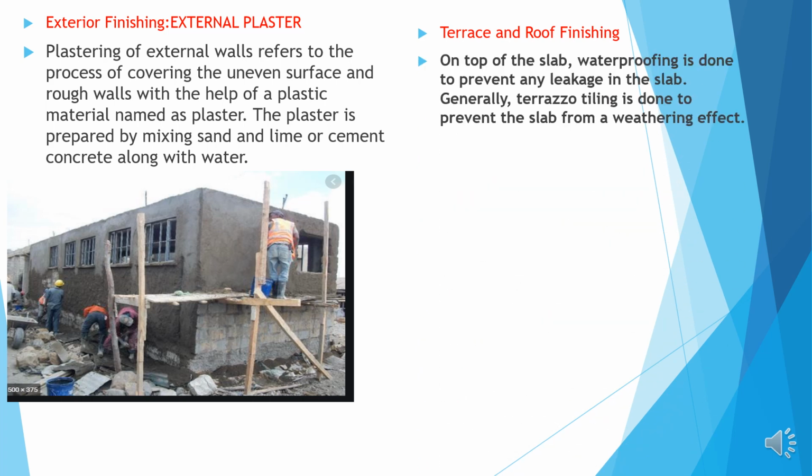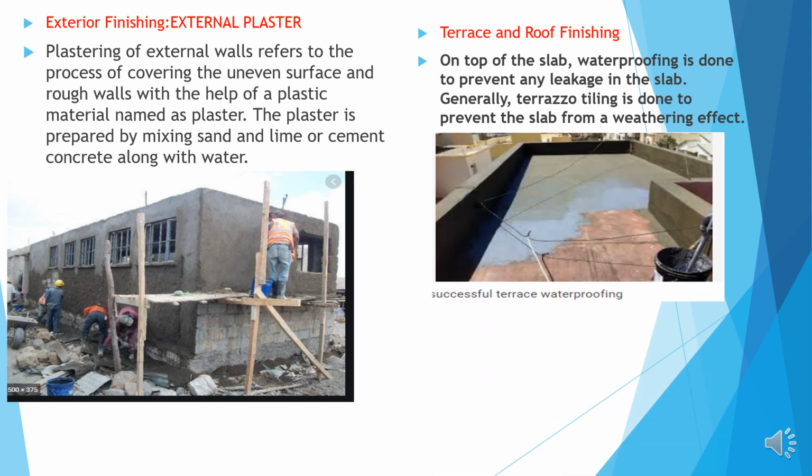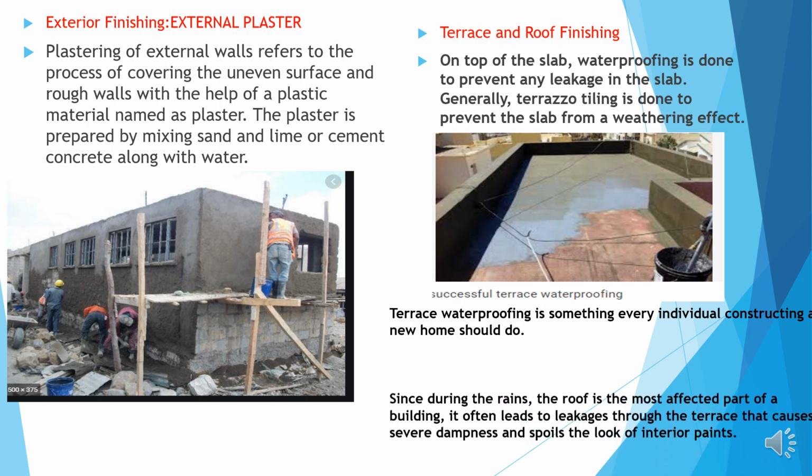Terrace and roof finishing. On the top of the slab, waterproofing is done to prevent any leakages in the slab. Generally, terrazzo tiling is done to prevent the slab from weathering effect. This is an image of how the waterproofing in the terrace has been carried out. Terrace waterproofing is something every individual constructing a new home should do.